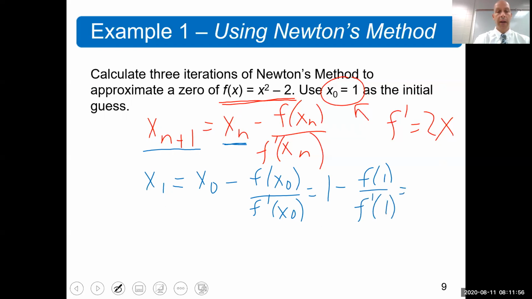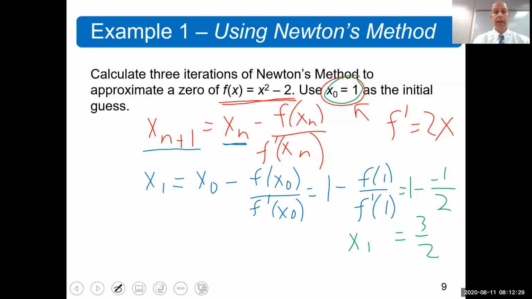So now let's go ahead and figure out what that's going to be. I'm going to do that in green. So that's going to be 1 minus whatever f of 1 is. So I've got to plug 1 into my original function. That gives me -1. And I also have to plug 1 into my derivative function, which is 2x. So that's just going to give me a 2. So that tells us that x sub 1 is 3/2. So our initial guess was 1. Our new guess now, x sub 1, is 3/2.